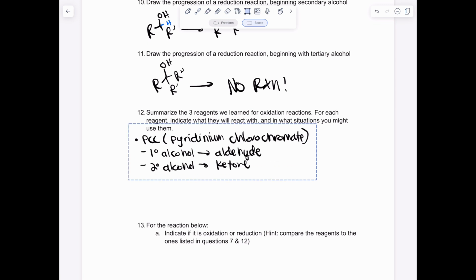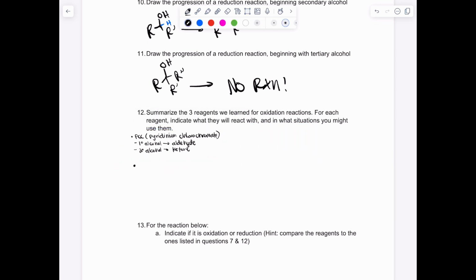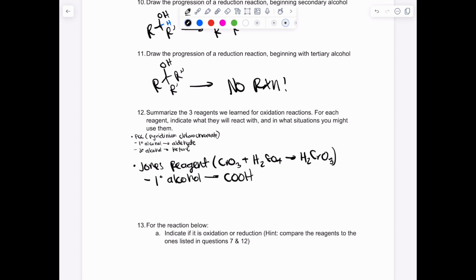I'm going to shrink this down just a little bit so that we have room for the other 2 reagents. So next is the Jones reagent. This is also known as chromic acid, and it is made by taking chromium trioxide and sulfuric acid and reacting them together to create H2CrO3, which is chromic acid. Chromic acid is a stronger oxidizing agent than PCC, so if it reacts with a primary alcohol, it will create a carboxylic acid. However, if it reacts with a secondary alcohol, it still just creates a ketone.